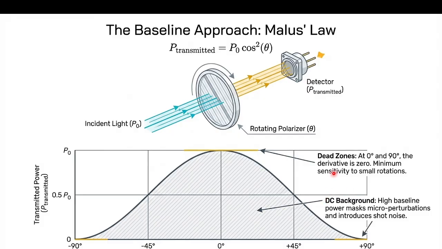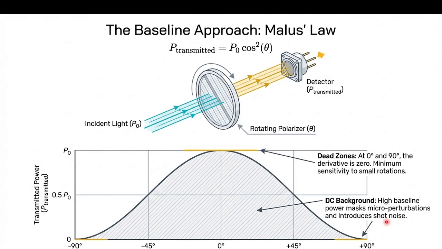Here you can see the dead zone: at 0 degree and 90 degree the derivative is 0. So there is minimum sensitivity to small rotation. At 0 it's a maximum and at 90 it's a minimum, and the sensitivity is very small with the rotation, so it comes like a broad intensity modulation while rotating. And this is the DC background, where high baseline power masks micro perturbation and adds to the shot noise.